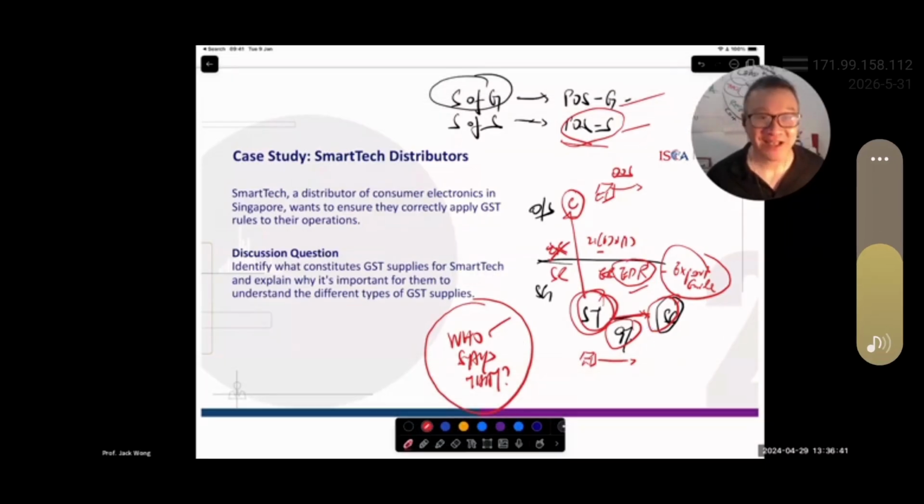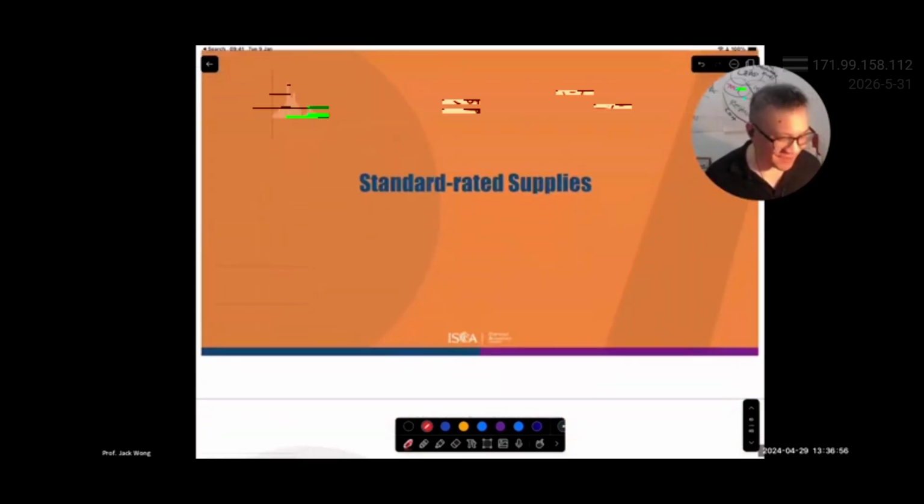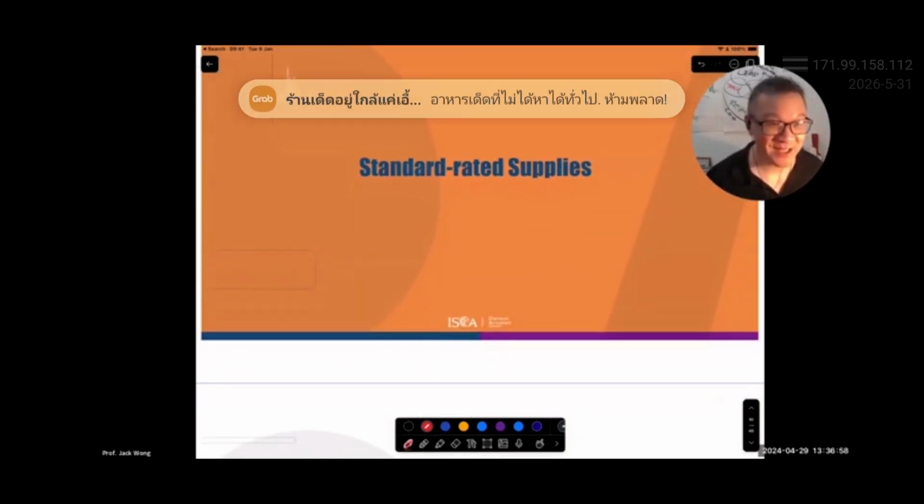Okay, so understand why I'm so fussy and I'm so passionate about helping you understand the different types of supplies, because one move can change the whole outcome completely. Okay, so let's continue our conversation. Let's talk about standard rated supply.